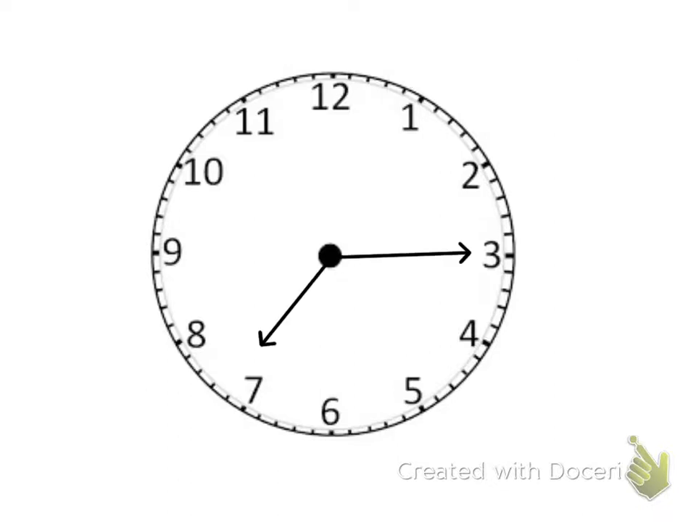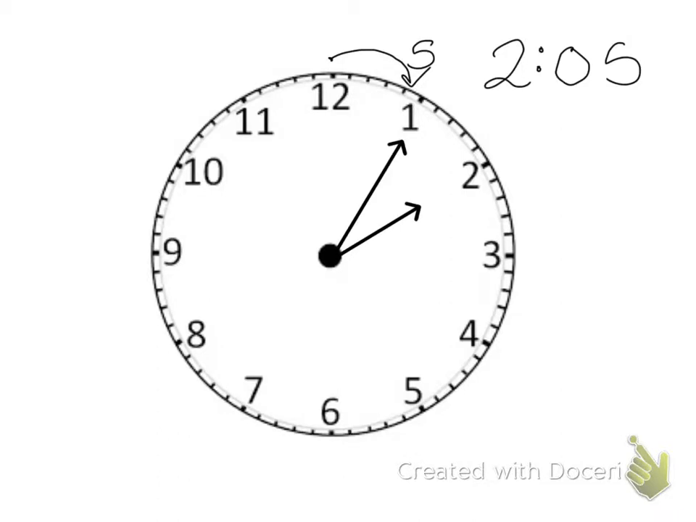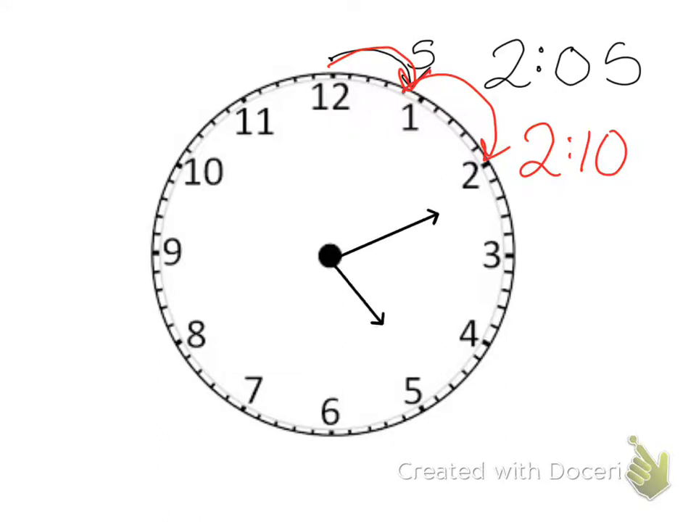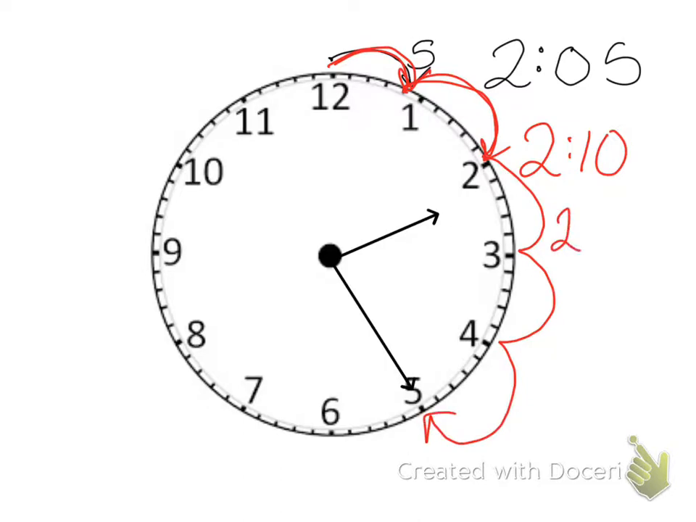What about if I wanted 2:10? Well, if I show 2:10, my clock will look like this. And we'd count by fives again. So that's 5, 10. So this would be 2:10. All right, what if I wanted to show 2:25? So 2:25 would look like this. And counting, we'd go 5, 10, 15, 20, 25. It would be 2:25.